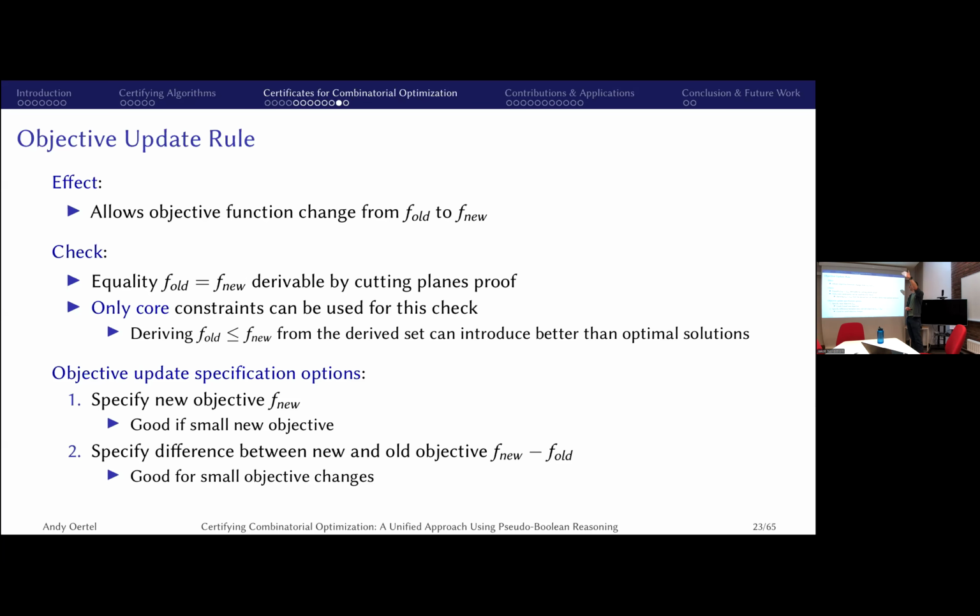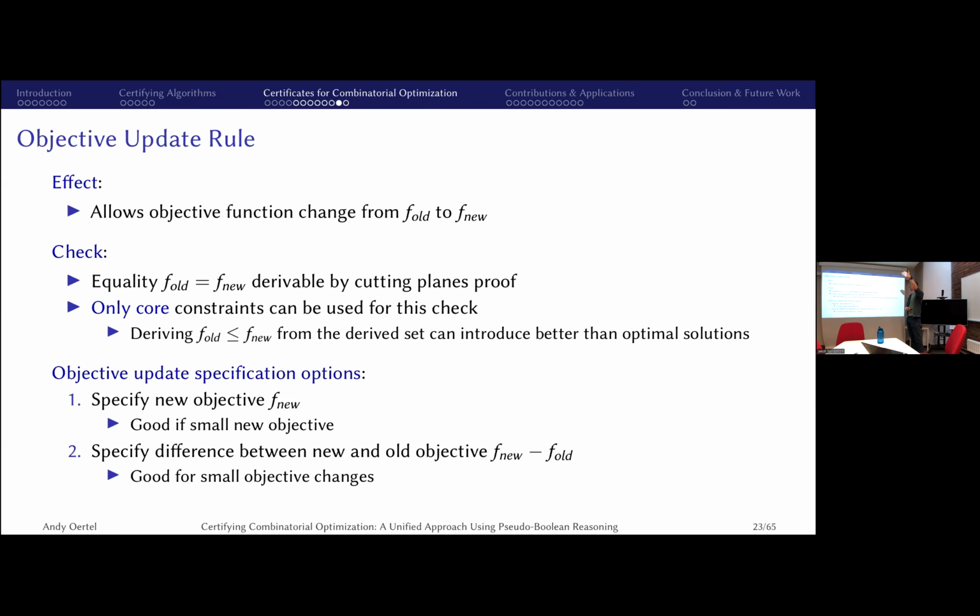Otherwise, there's also the possibility to just write down the difference between the new objective and the old objective. And this is good if we just change one term in the objective, for example. So as an example for changing the objective, let's consider this optimization problem.